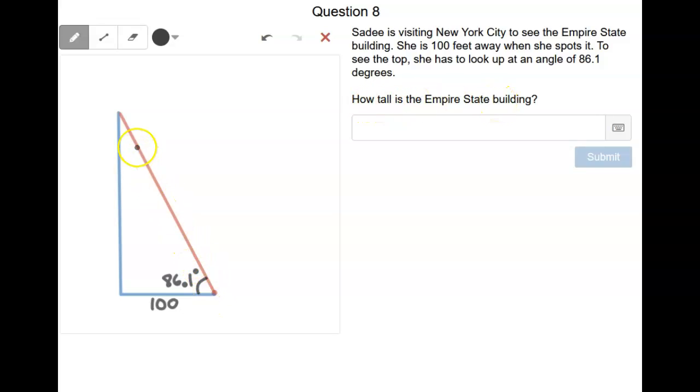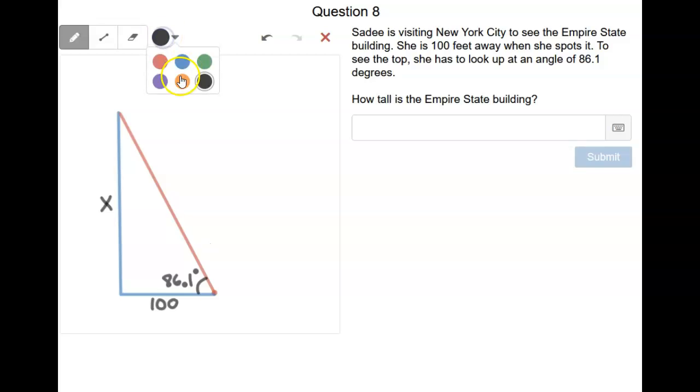So this is not the Empire State Building. The Empire State Building would not be leaning on its side. And even if it was the Leaning Tower of Pisa, I still don't think it would be leaning that much. So this right here is what we're looking for. We're looking for the height of the Empire State Building.